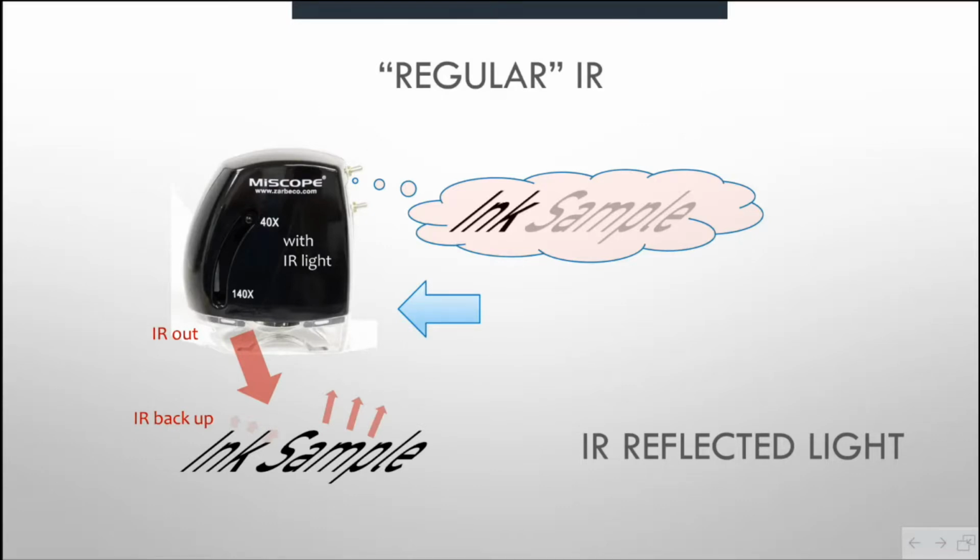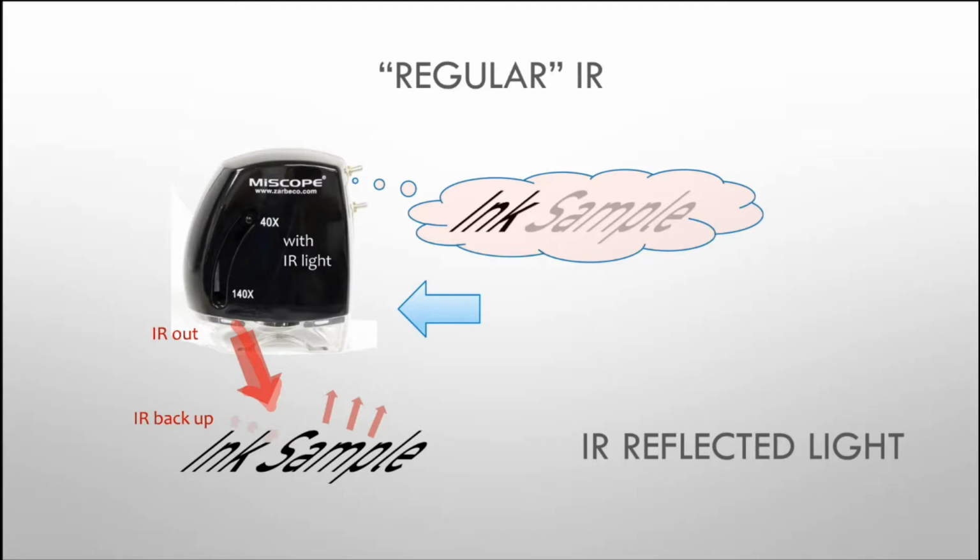So, if we have a MiScope with infrared light, the lights are built into the MiScope itself, and what happens is it actually produces infrared light that shines down on what we're looking at. So in this case, it would be an ink sample. And depending on the inks, the ink will either absorb or capture that infrared light, or it might reflect it, or it might just let it pass through and bounce right off the paper.